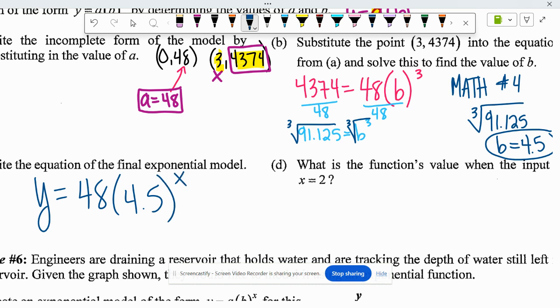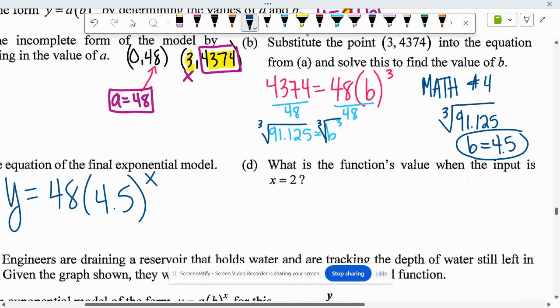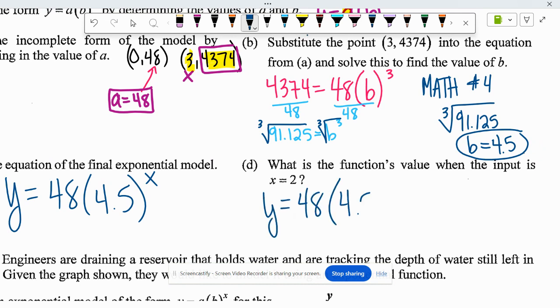Okay. What is the function's value when I input x as 2? Well, that just means take your function y equals 48 times 4.5 to the power of 2. Put that in your calculator. Tell me what you get for your output. What does y equal? Yeah, it's 972.